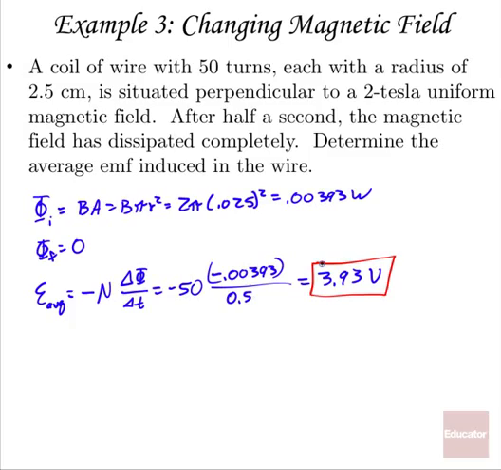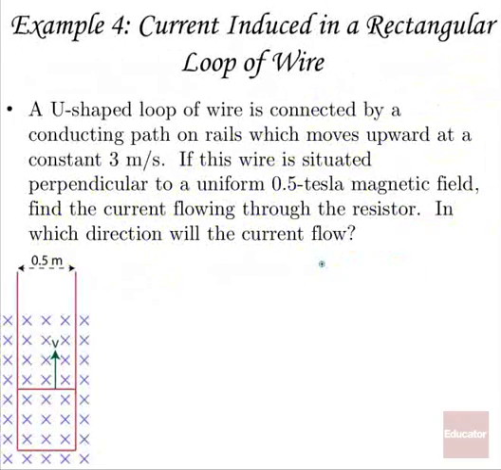All right, let's try one more example. Looking at the current induced in a rectangular loop of wire, we have a U-shaped loop of wire which is connected by a conducting path on rails which moves upward at a constant 3 meters per second. So this piece is moving up at 3 meters per second. If the wire is situated perpendicular to a uniform half Tesla magnetic field, find the current flowing through the resistor. In which direction will the current flow?